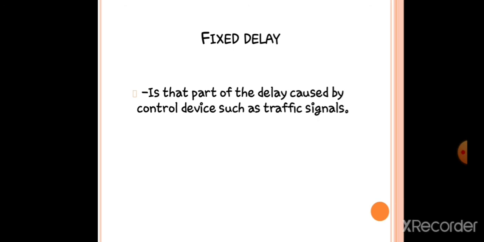Next is fixed delay. Fixed delay is a part of the delay caused by control devices such as traffic signals. It's about traffic signals.